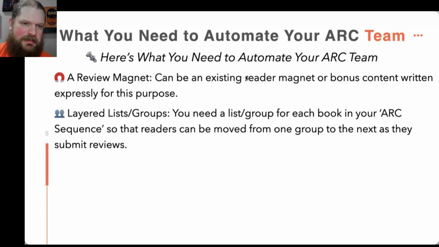So then we need layered lists and/or groups. Different mailing list services refer to them differently. Like on MailerLite, they're called groups. For this method, you need lists and groups for each book in your ARC sequence so that readers can be moved from one group to the next as they submit their reviews. So once they submit a review, we can automatically add them to the next group. And by being added to that group, that can trigger another email automation sequence, right?